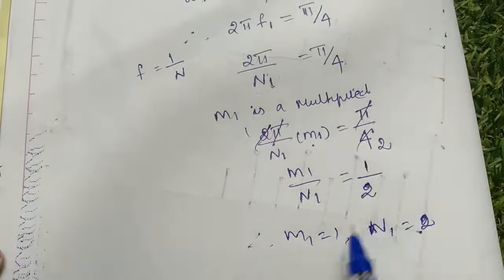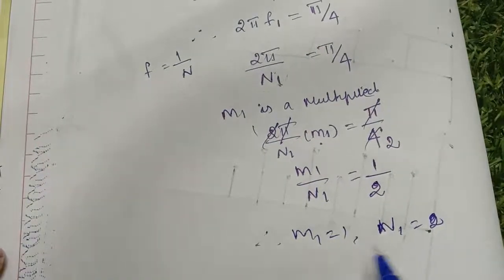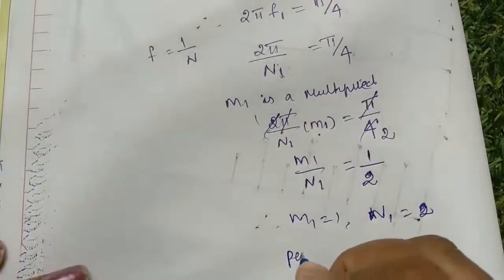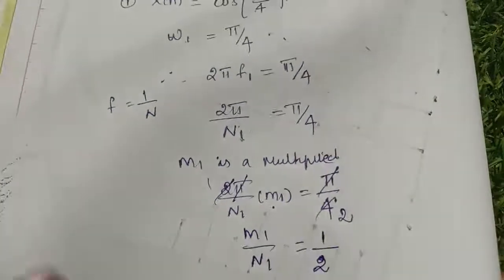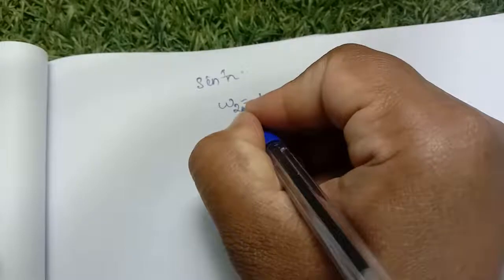Without pi values, if you are getting constant values like 1 and 2, it is said to be periodic. Okay, this part is periodic, and now we are going to do it for the second part, which is sin n. So sin n, how do we take the omega value? If there is no number, you can take it as 1. So omega 2 is equal to 1.